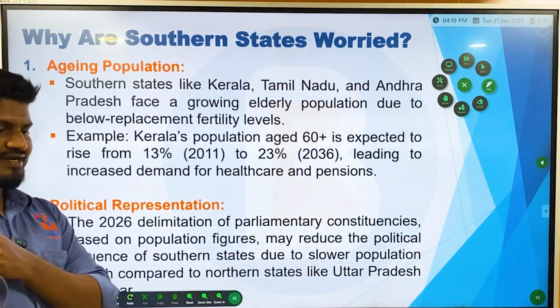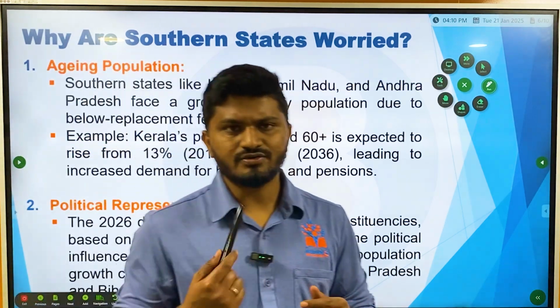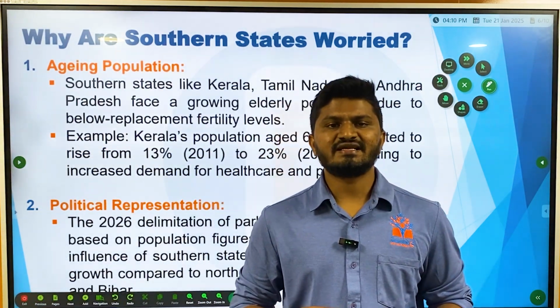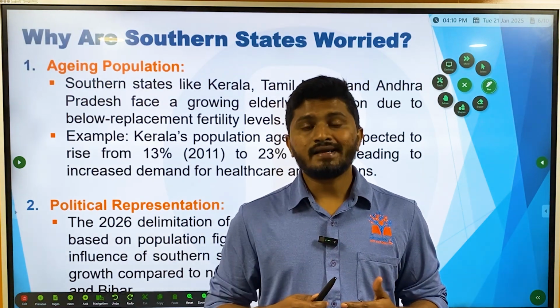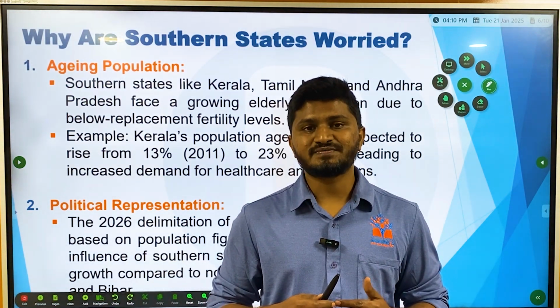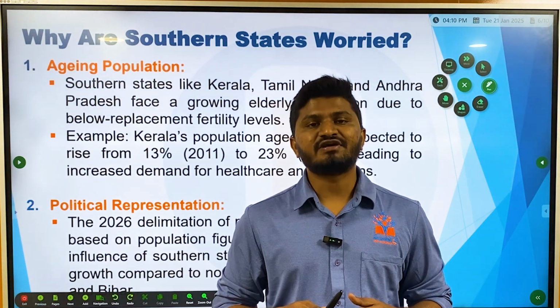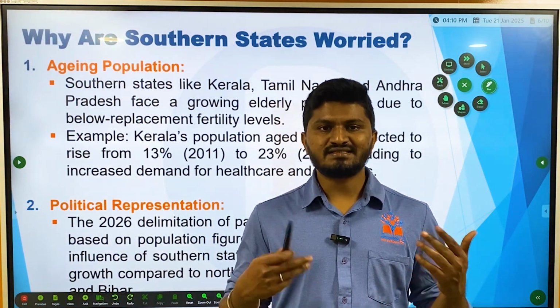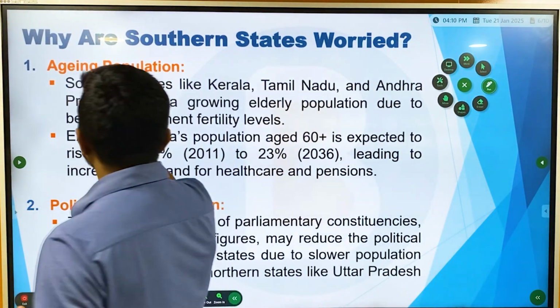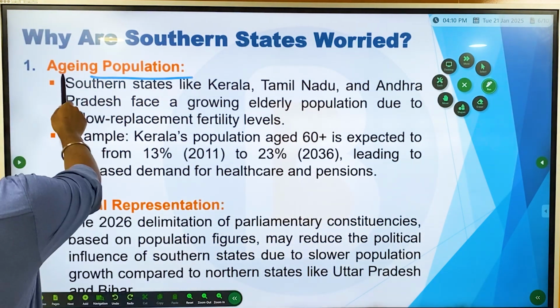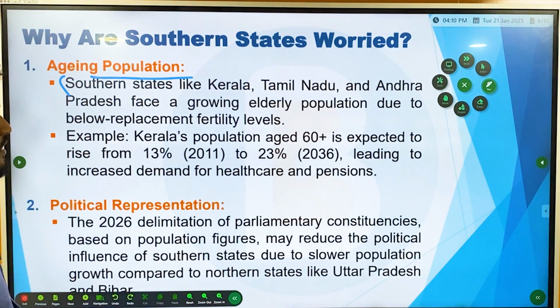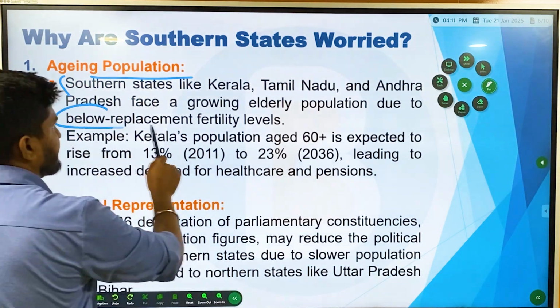You might have seen in recent interviews and newspapers that the politicians of southern India are encouraging people to have more offspring, to increase the fertility rate, for various reasons, such as the aging population. Southern states like Kerala, Tamil Nadu, and Andhra Pradesh face a growing elderly population due to below replacement fertility levels.